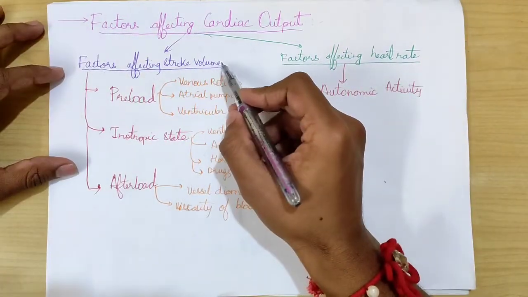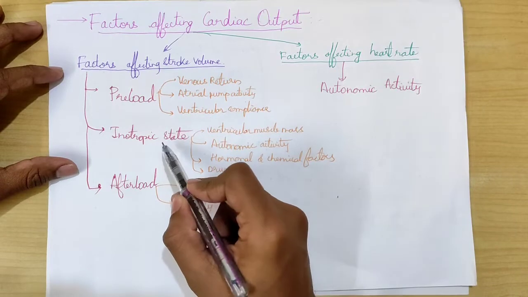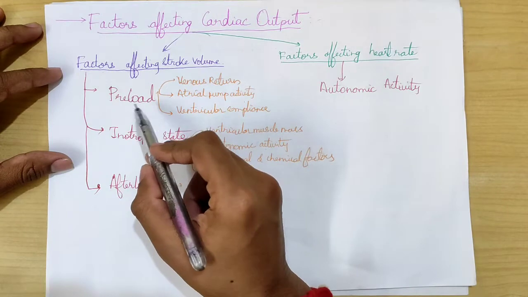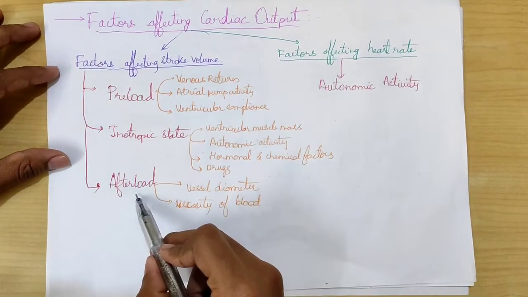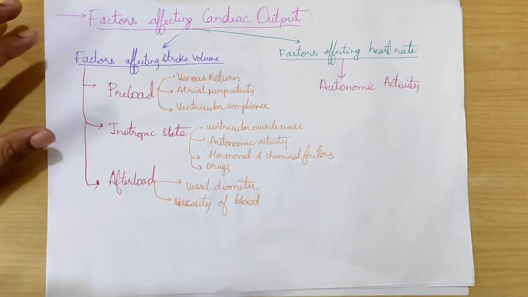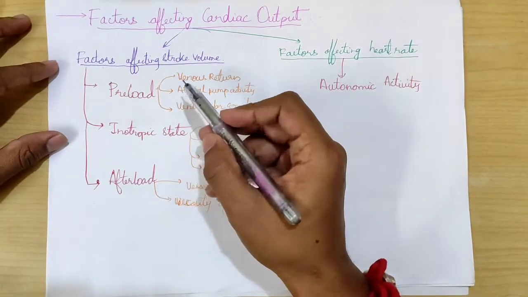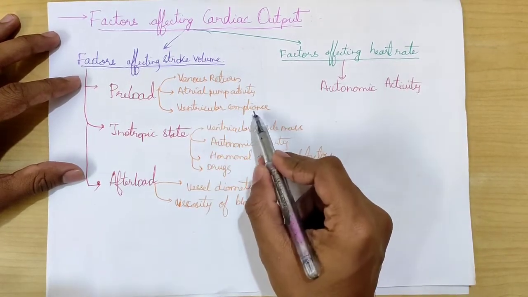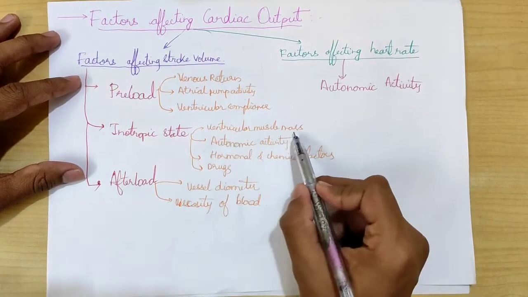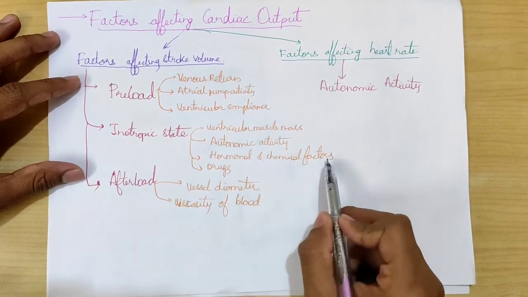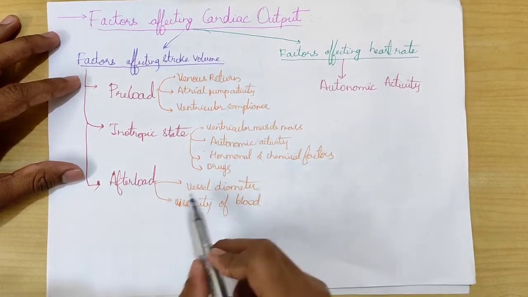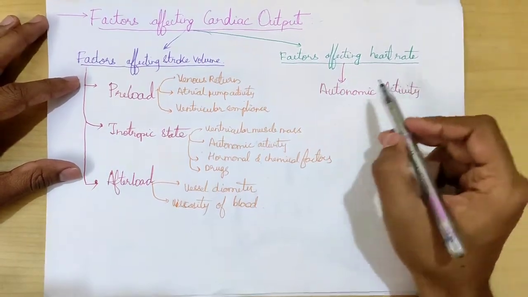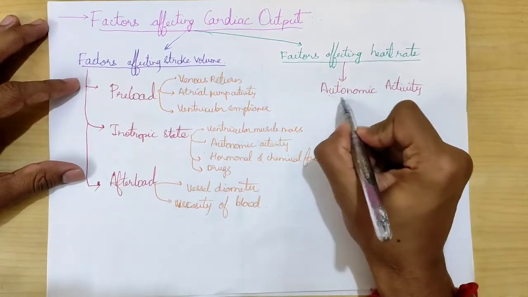In the factors affecting the stroke volume, there is preload, inotropic state, that is the myocardial contractility of the heart, and the afterload. Preload is nothing but the end diastolic volume and the afterload is nothing but the peripheral resistance to the heart. Under the preload there are factors which regulate it: venous return, arterial pump activity and ventricular compliance. In the inotropic state, it's ventricular muscle mass, autonomic activity, hormonal and chemical factors, and drugs. In the afterload, these are vessel diameter and the viscosity of blood. But in the factors affecting the heart rate, there is only one thing, that is autonomic activity.